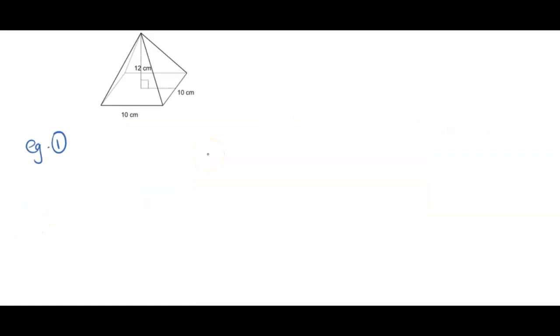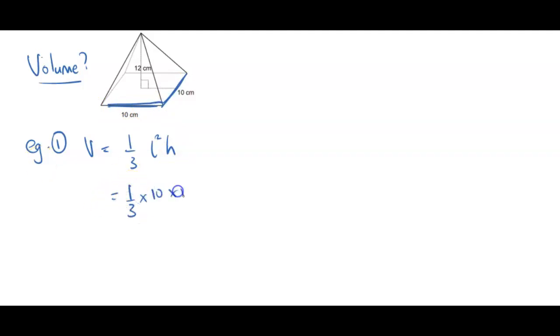This is example 1. We were asked to find the volume of this shape, right? So first thing we need to figure out, what shape is this? This is a square-based pyramid. So according to this, the volume is 1/3 L squared times h. What is L? L is this distance here and this distance here. Because it's a square, that distance is the same. So it's simply 1/3 times 10 times 10 times 12. And that will be 400 centimeters cubed.